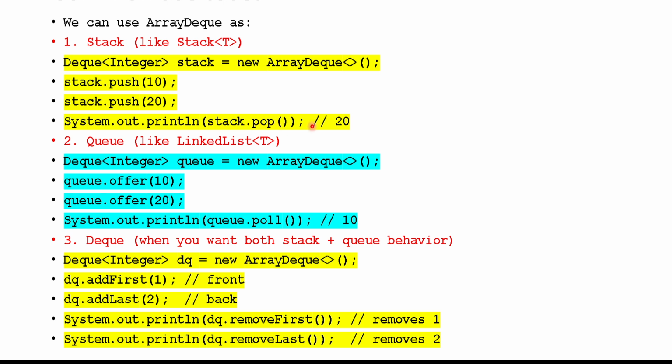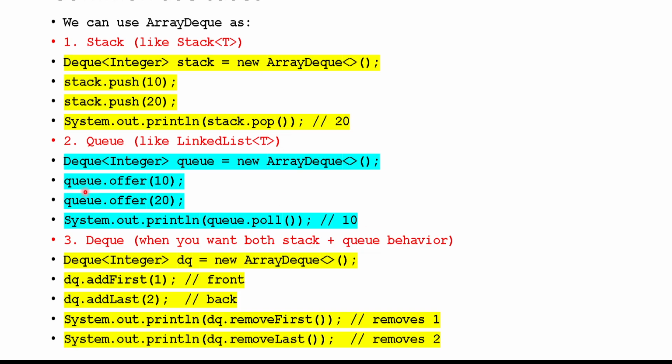So if you want to do the pop, you will get 20. If this is a queue, something like a linked list, you can say that, because queue is also an implementation of linked list. So in this case you will take the queue, and there will be ArrayDeque. Again, you will do queue.offer, and you can add 10 and 20 similarly.